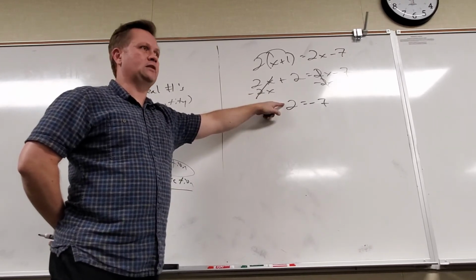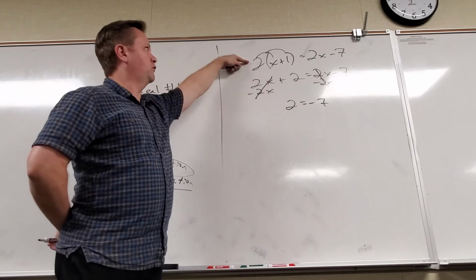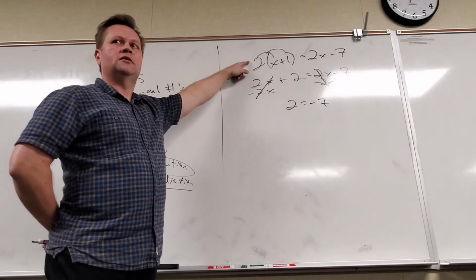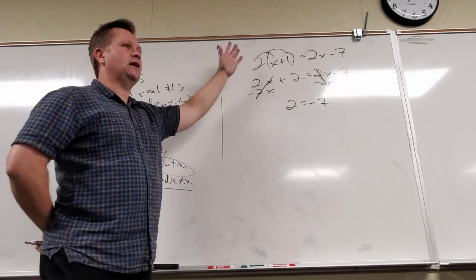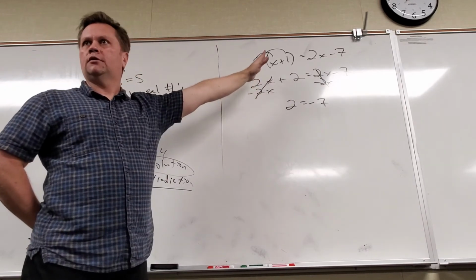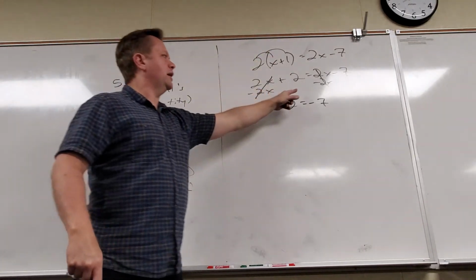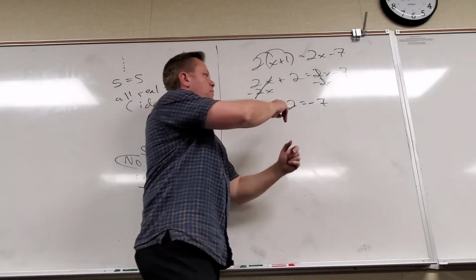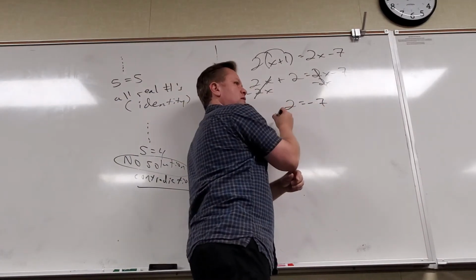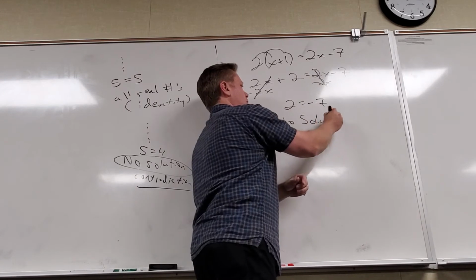So is this statement ever true? No. Therefore, is the equation ever true? No. So no matter what you make x, you can't save this equation. So don't put a not equal to, because then that's a true statement. Because this is not a true statement, that's why there's no solution.